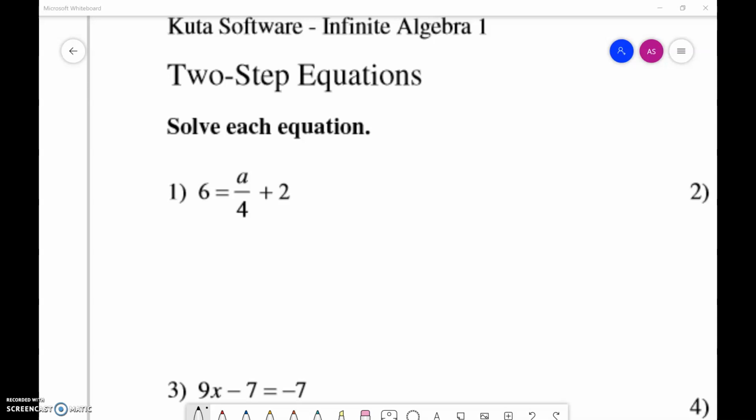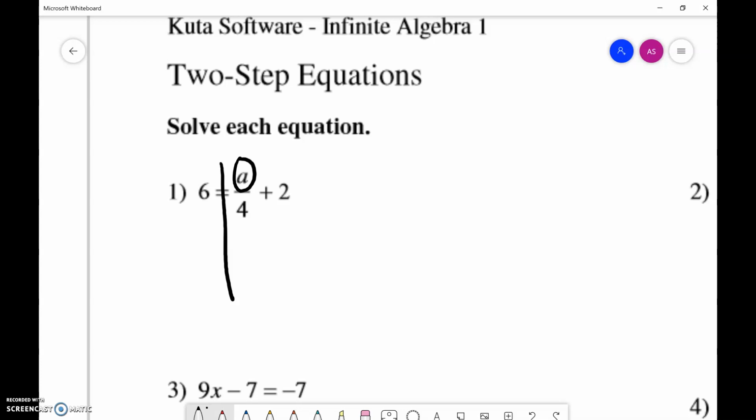All right, so this time we're going to look at two-step equations, which means it's only one more step from the video that you just looked at. Again, we're going to stick to the odds and you're going to work out the evens on your own or with a partner.